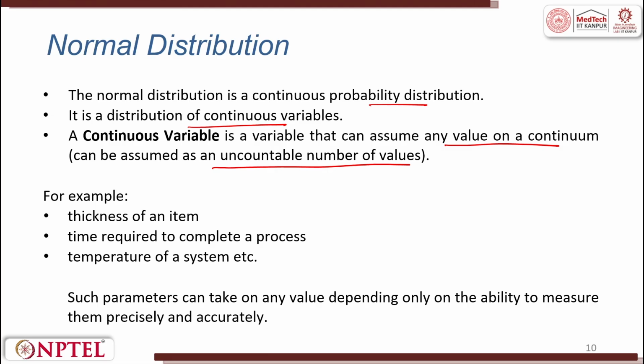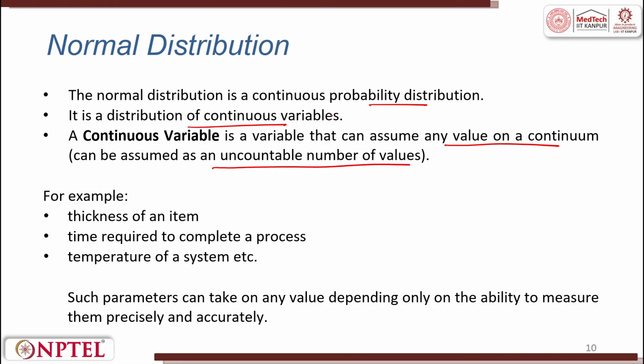For instance, the dimension could be 2.5 micrometer, 2.51 micrometer, 2.512 micrometer, 2.513 micrometer, to any level. This is a continuous distribution. Non-continuous distribution is when countable numbers are there. For example, number of machines, number of workers, number of boxes which are ready. That is the non-continuous distribution.